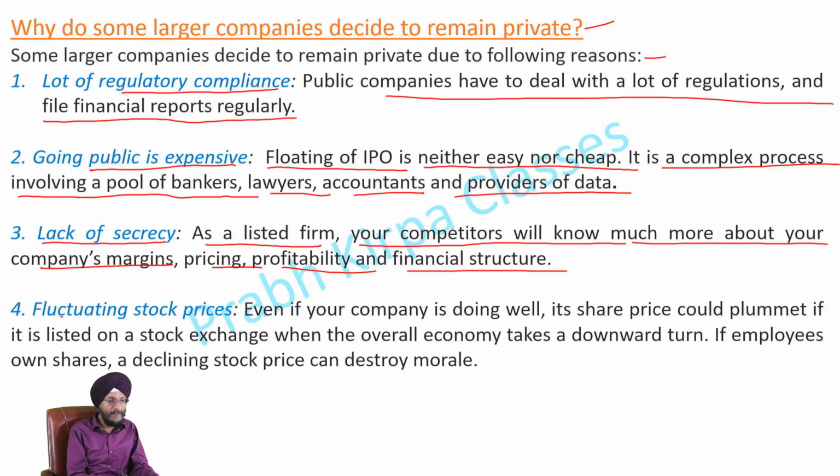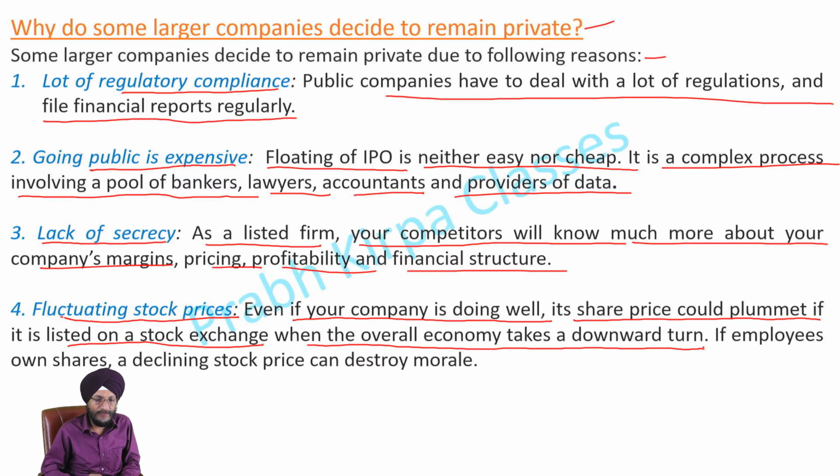Next point is fluctuating stock prices. Even if your company is doing well, its share price could plummet if it is listed on a stock exchange when the overall economy takes a downward turn. It can be understood with the help of an example.